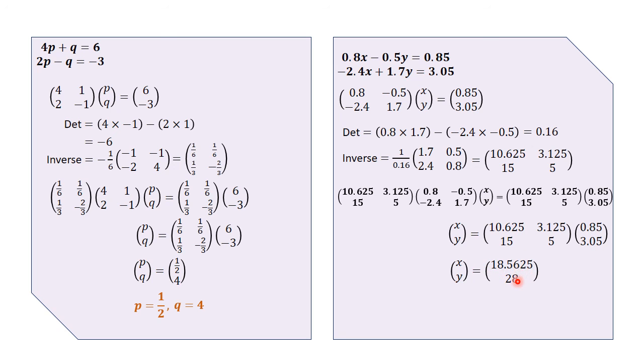18.5625 and 28. That tells you that the answer for x is 18.5625 and y is simply 28. You can always verify this by using another method of solution for simultaneous equations.